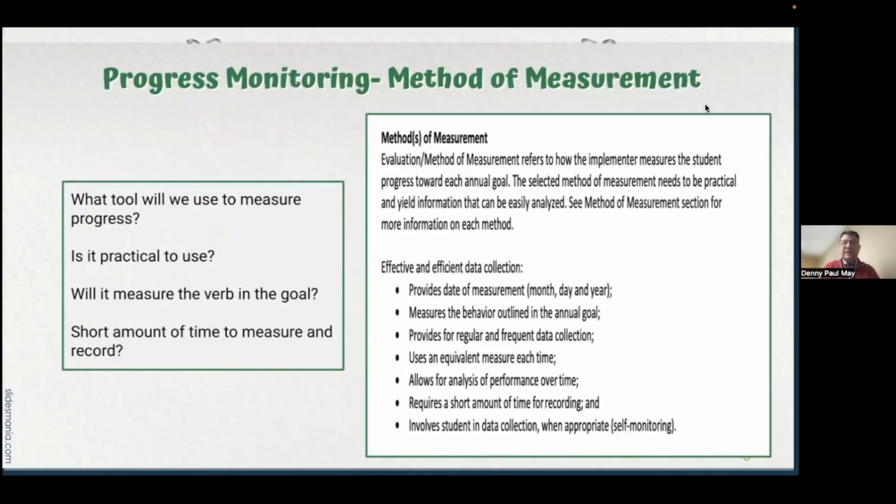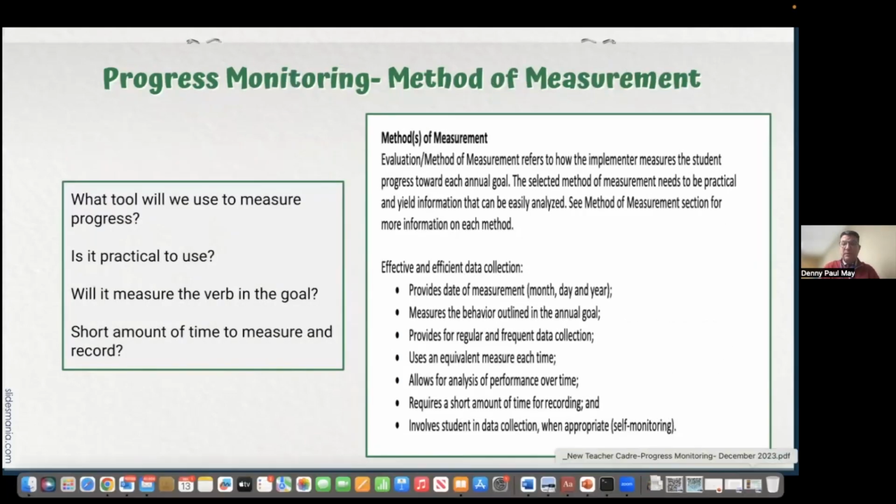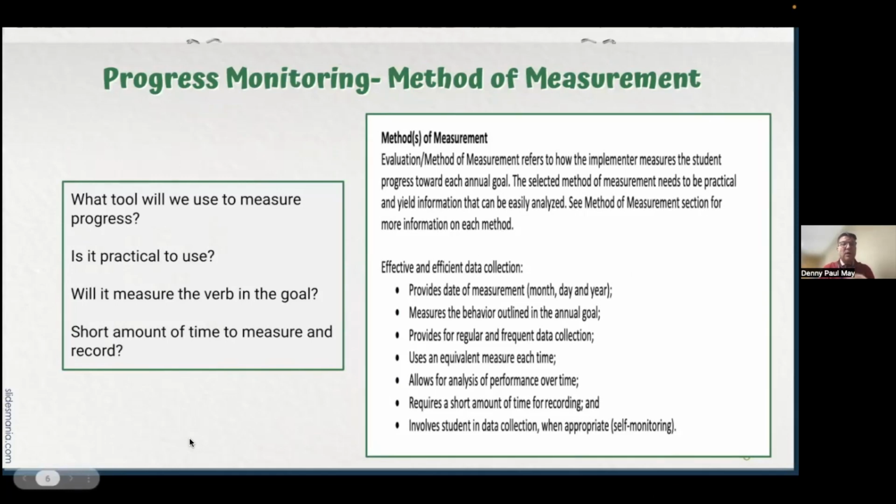Another thing that you have to consider is the method of measurement. That method of measurement is those particular tools that you'll be using. Okay. And we're going to show you some examples of methods of measurement here in just a second. But let's just talk about methods of measurement for a second. The evaluation method of measurement is one of those components that you have to embed in your goal. It's one of the 6 components that are required by the IEP guidance document.